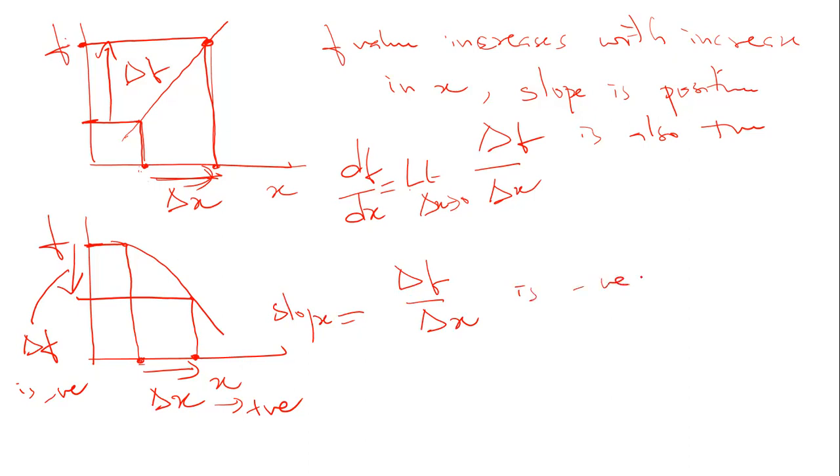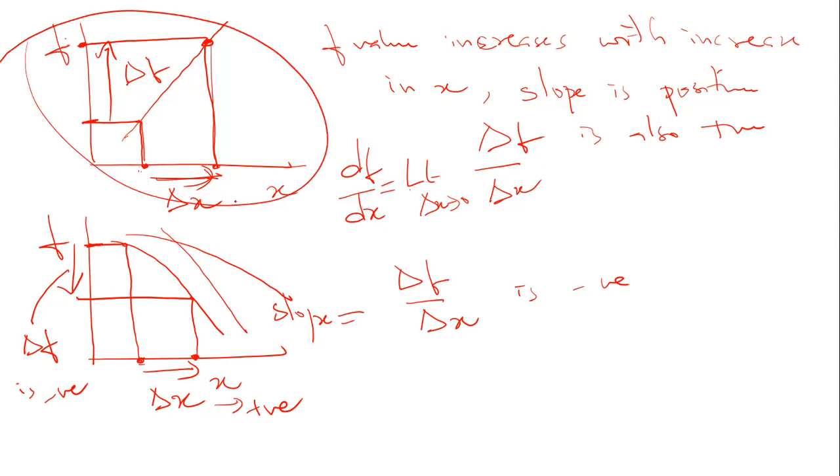Such a slope may be a straight line like this, or it may be something like this. Whenever you find that the functional value decreases with increase in the x variable, then the slope in that region is negative. When the functional value increases with increase in the x variable, then the slope in that region is positive. So I think this is something which I would like to recap here.